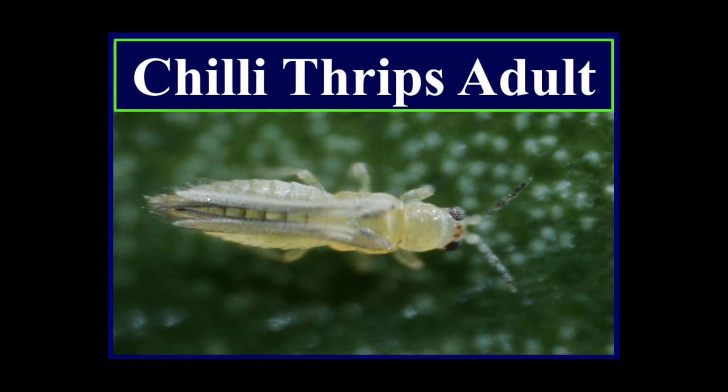That was the western flower thrips. There are a series of thrips. The other one we have is a chili thrips. Now this one primarily feeds on the foliage, but pretty much everything I mentioned previously for the western flower thrips can pertain to chili thrips.